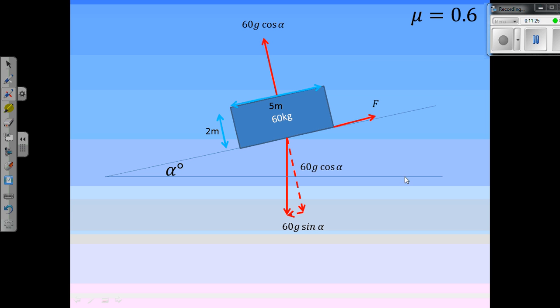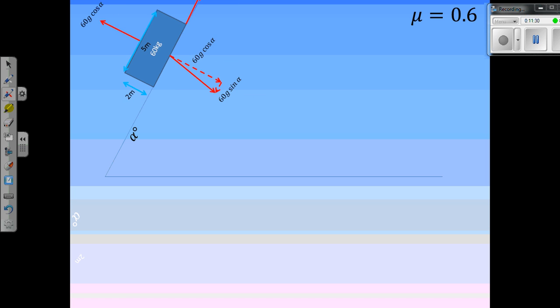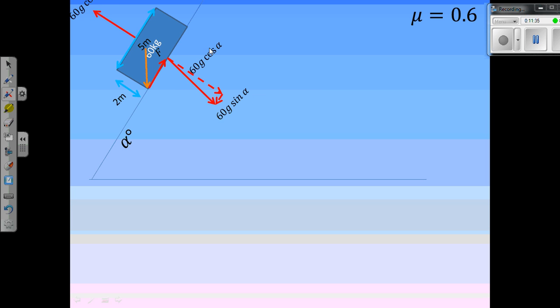Now, I forgot to mention the length there. It's 5 meters. Let's increase the angle even more so that it topples. Now, when it topples, because we've got a two-dimensional problem here, the center of mass is going to be acting straight on the point where it's going to topple. It's going to topple at that point there. So imagine this angle alpha is where it's going to topple, and that means the center of mass will be acting exactly on that point.